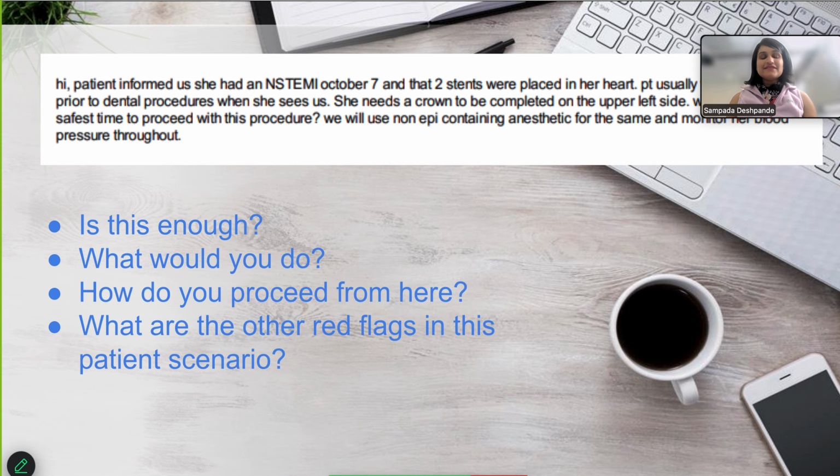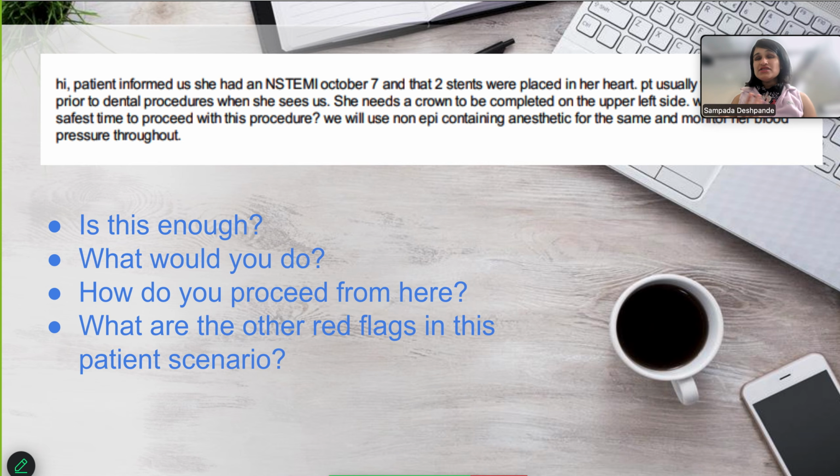So from the medical side, what are we concerned with? We sent a little note to her primary care physician telling them that we came to know that she's had an NSTEMI earlier this month and that 2 stents were placed in her heart. What are we supposed to be aware of before we see her for her next appointment? When is it safe to proceed for her next appointment, which will require local anesthetic? In the local anesthetic, we will use non-epi containing anesthetic, but still, we want to make sure it is safe to proceed. We will monitor her blood pressure throughout.